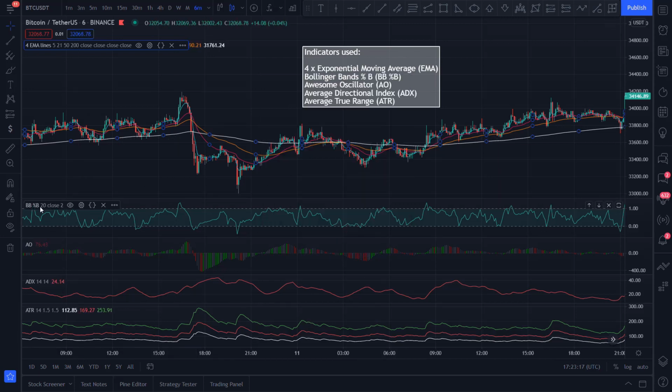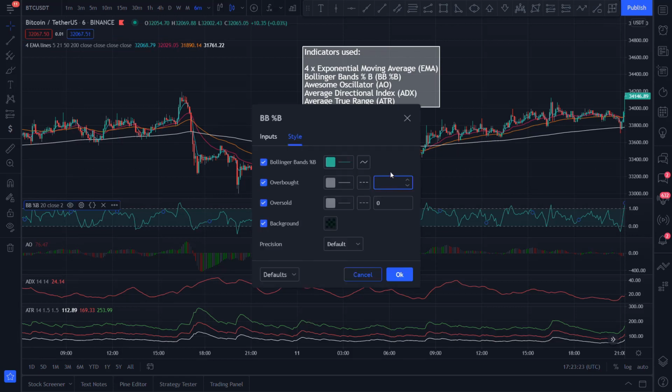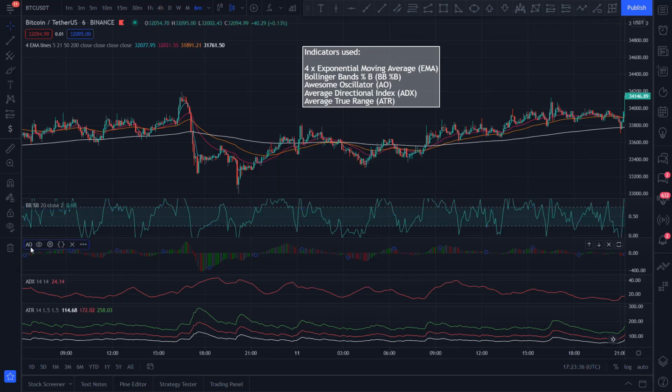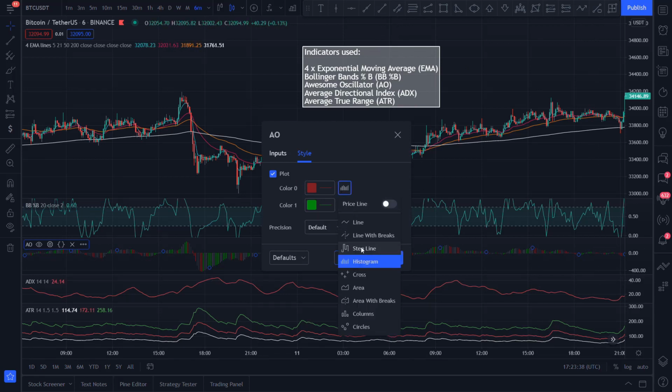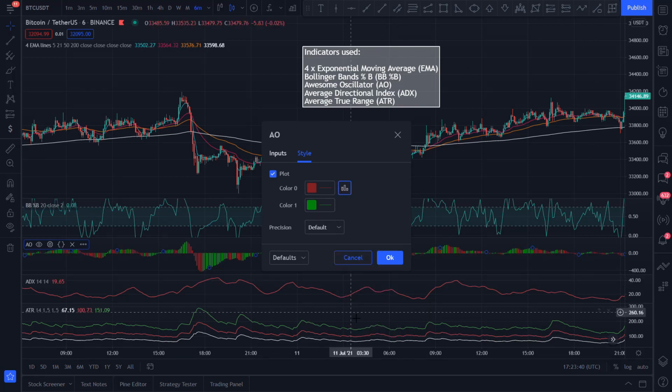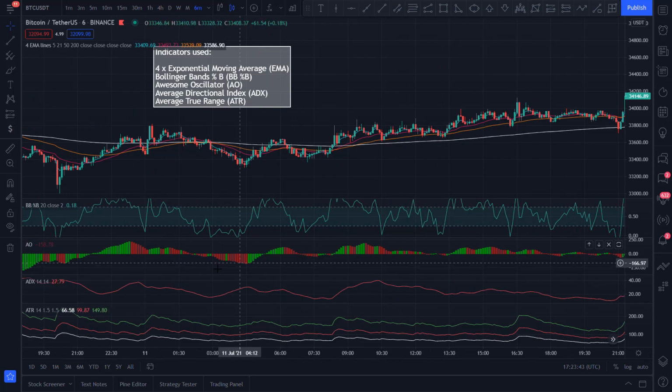For the Bollinger Bands, we are going to change the settings. The overbought is going to be 0.75 and the oversold is going to be 0.25. Click OK. For the Awesome Oscillator, we are going to be changing only the style. I like it with the columns, so you can see it much better.